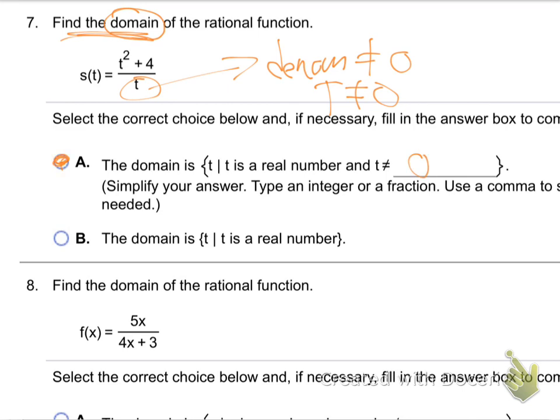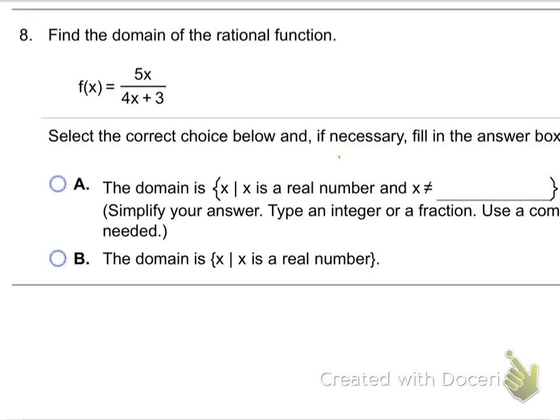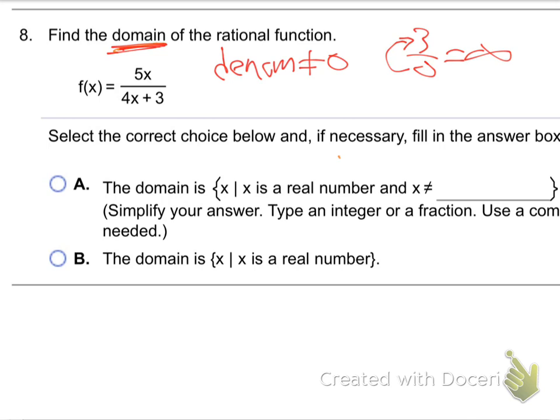Let's try number 8. Let me get a little bigger. So here's number 8. Again, they're saying domain. So whenever you see domain, you want to think denominators cannot be 0, because 3 divided by 0 is infinity. Anything divided by 0 goes into 3 or anything else an infinite amount of times. You can't divide by 0, okay? So what then? So you grab that denominator and you say the entire denominator cannot be 0.